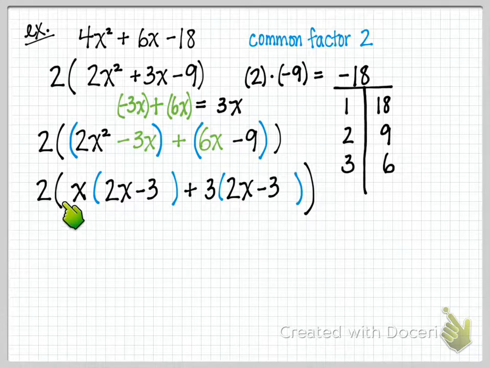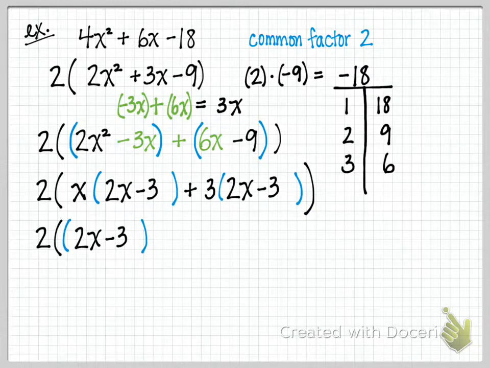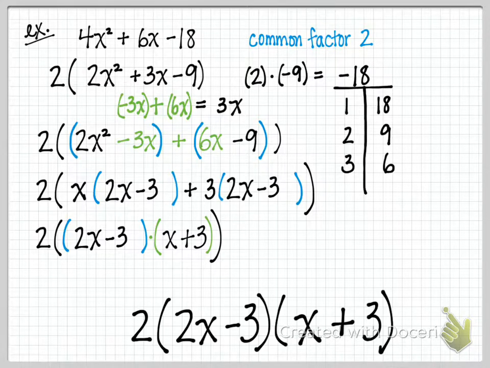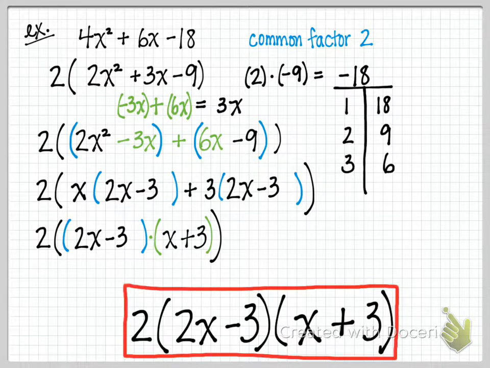And all of this is still going to stay within this whole group of parentheses. It's going to be in that large parentheses. So I factor out the 2x minus 3, and what's left behind is the x plus 3. And that is the final answer for the original polynomial, 4x squared plus 6x minus 18. When it is completely factored, we get this factored form of the quadratic expression.